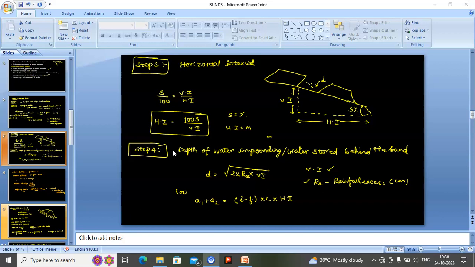In the last class we saw up to step 4, the depth of water impounding, or water stored behind the bund. In this class we are going to see the top width, bottom width, the side slope, the total earthwork volume and the total area of cross section. All these items we are going to discuss. So clearly note down the formulas, which are very useful for solving the problems.